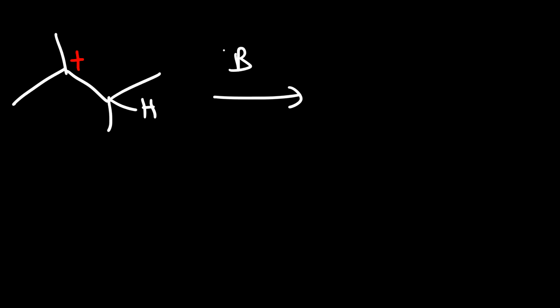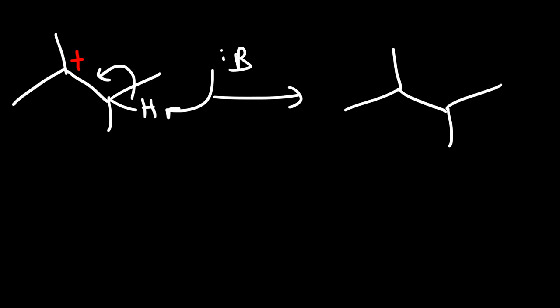By the way, before we finish this, notice that the plus charge is here. We could form a double bond here, here, or here. However, the best place to form a double bond is in the middle. So the base is going to go for this hydrogen, forming the double bond in the middle. This is a tetrasubstituted alkene, and so it's the most stable alkene.